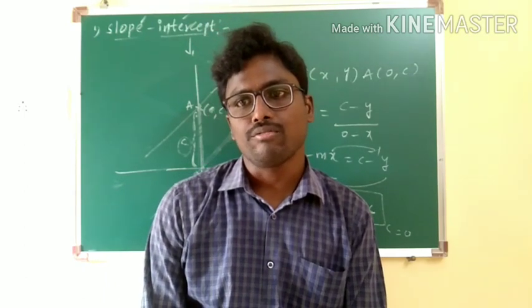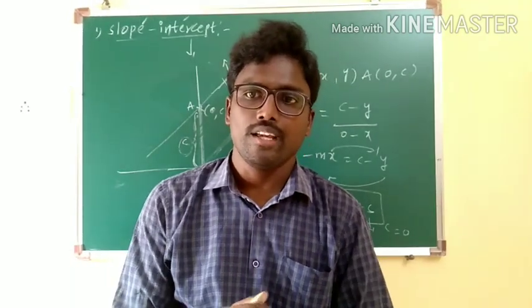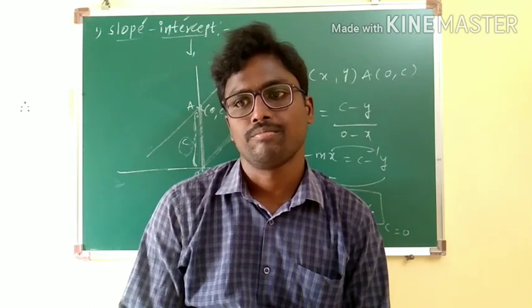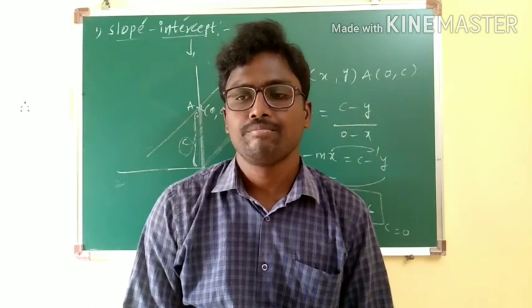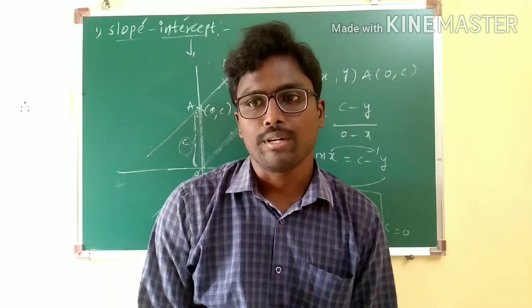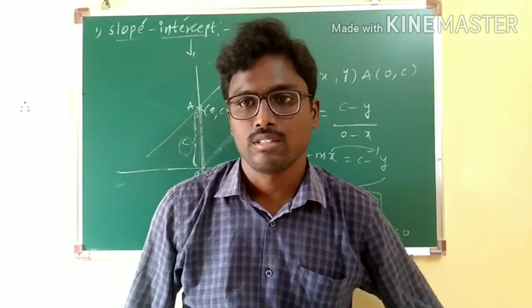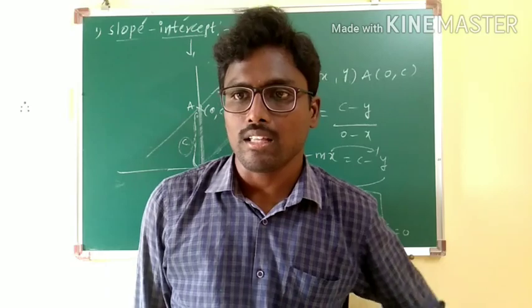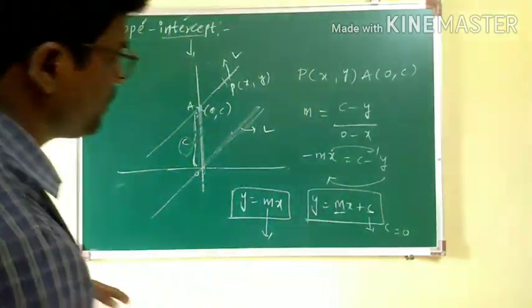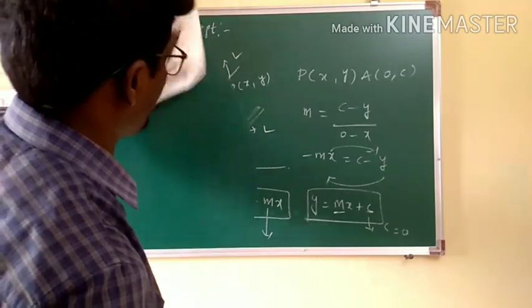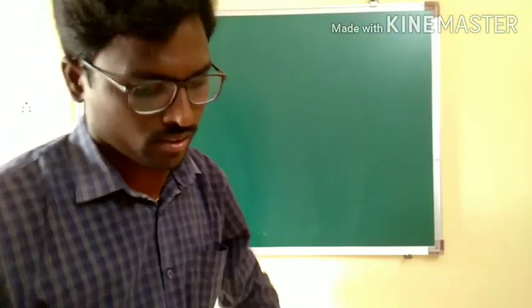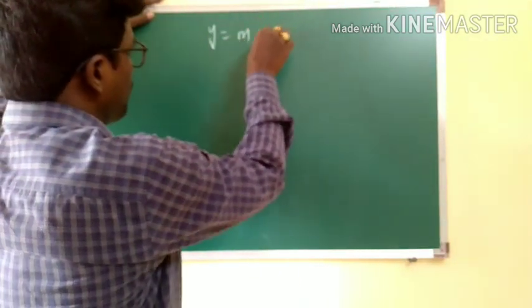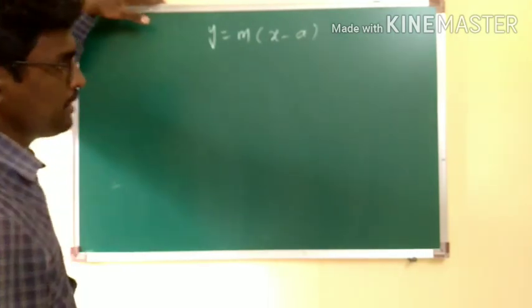The equation of the line whose slope is m and which cuts an intercept a on the x-axis is y is equal to m into x minus a.